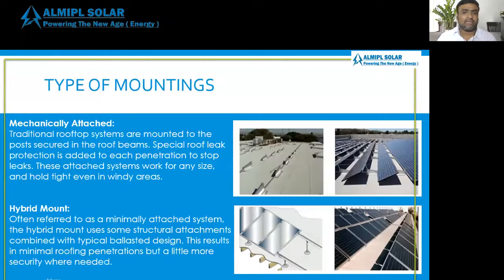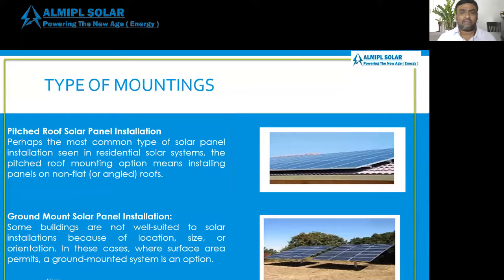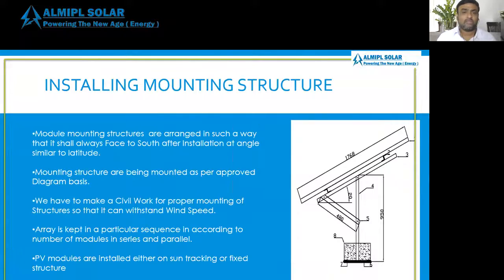Mechanical attachment. The hybrid mount, often referred to as a minimally attached system, uses some structure attachment combined with a typical ballasted design. This results in minimal roofing penetration, but is a little more sustainable where needed. Type of mounting: pitch roof solar panel installation, ground mounted solar panel installation. So, installation mounting structure. This is the structure.